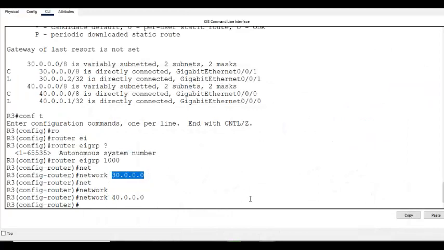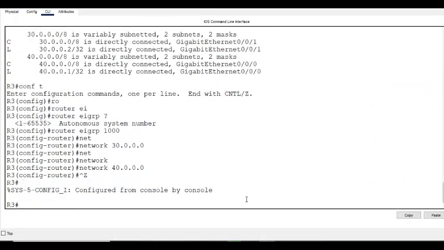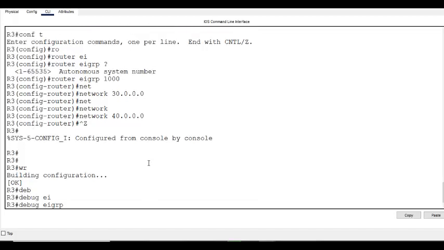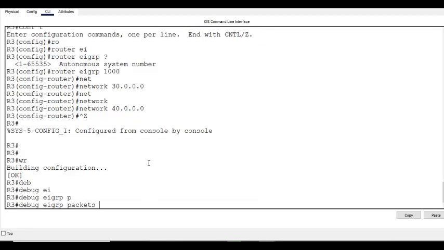One hello is going on G0/1. One hello is going on G0/0. Again, you see, every 5 seconds it is going. I'm going to stop this. So, in the hello, what does it say? I'm sending hello from Autonomous System 1000. See, that's what it says.